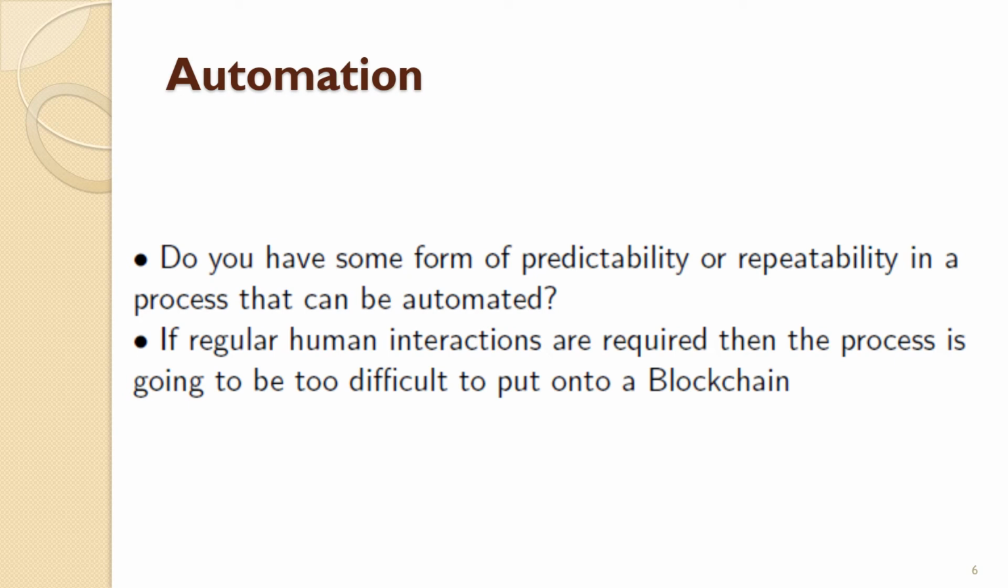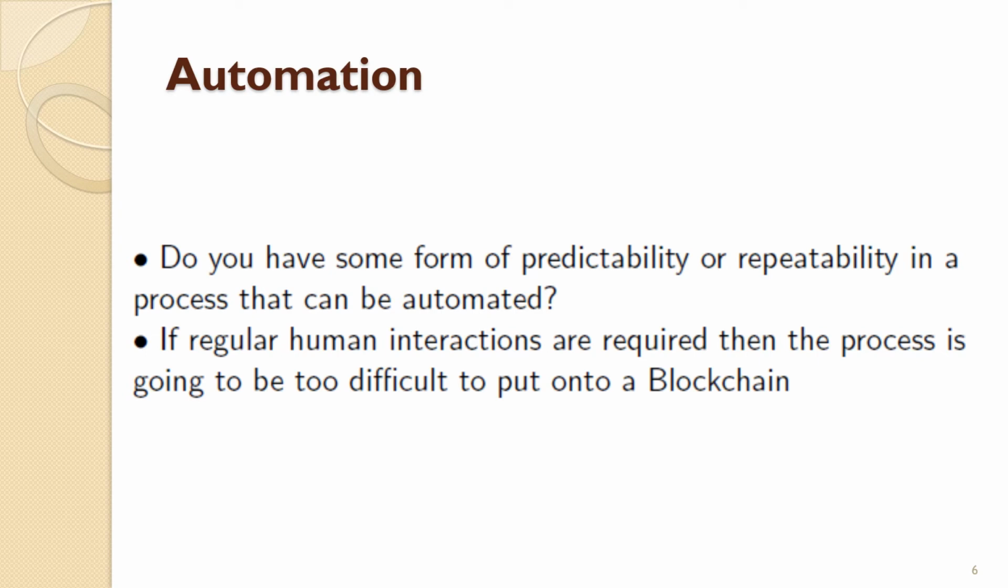So the idea of this Oxford Blockchain Strategy Framework is that each one of these half a dozen things has to be satisfied in order for a blockchain solution to the problem to be warranted. And the first one of these things is automation. Essentially, if you can get to a point where a robot can do everything, then potentially a blockchain solution may be appropriate. So as part of this automation criterion, it's natural to ask, do you have some form of predictability or repeatability in a process that can be automated, so essentially done relatively routinely by a computer?